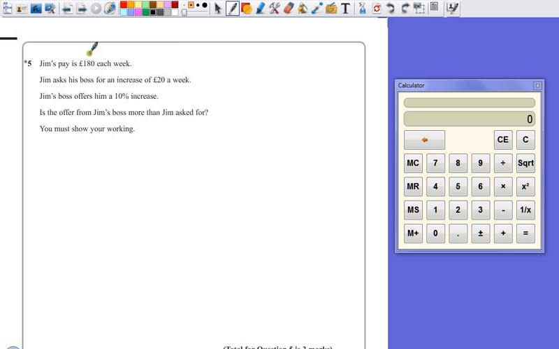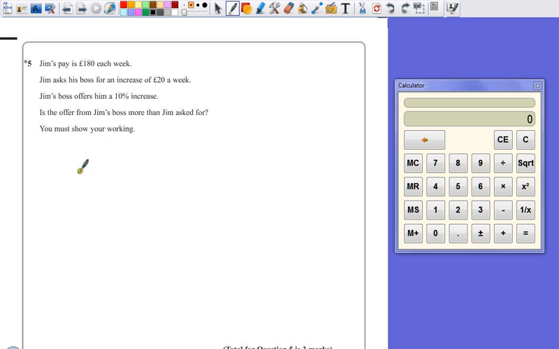Jim's pay is £180 each week. Jim asks his boss for an increase of £20 a week. Jim's boss offers him a 10% increase. Is the offer from Jim's boss more than Jim asked for? So we know what Jim wants. We know what his pay is. We've just got to work out what is 10%.